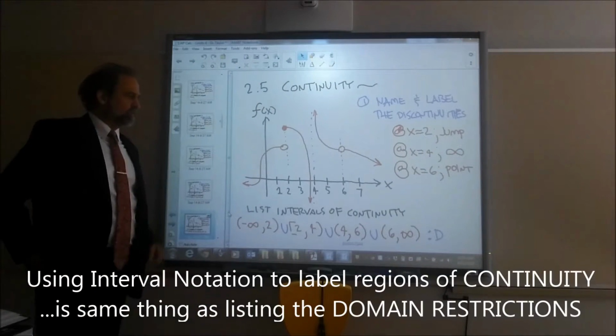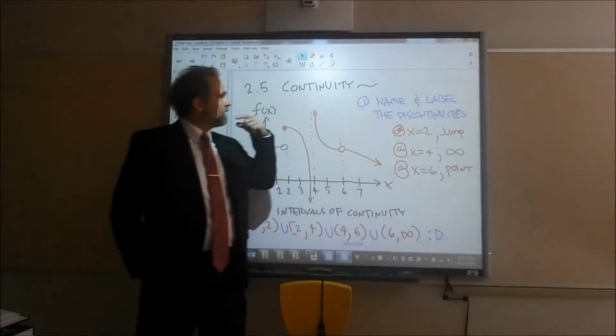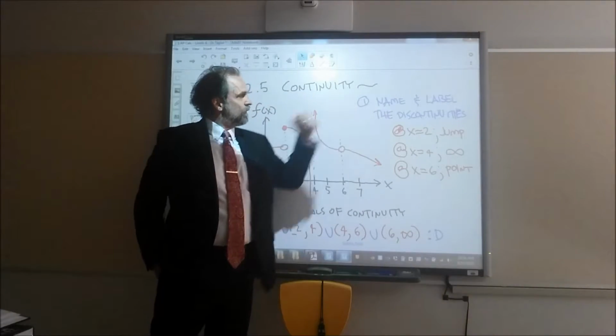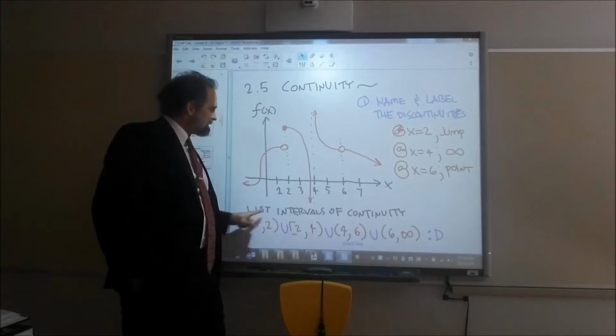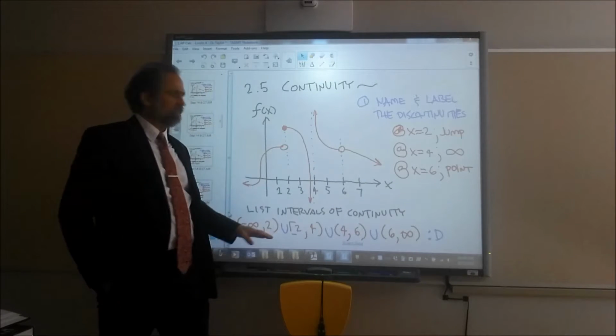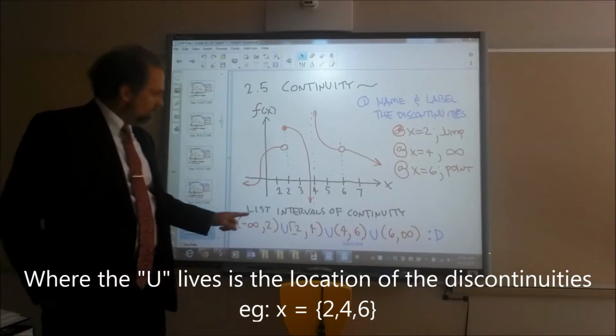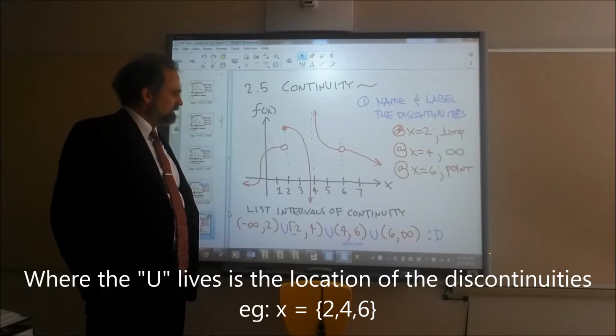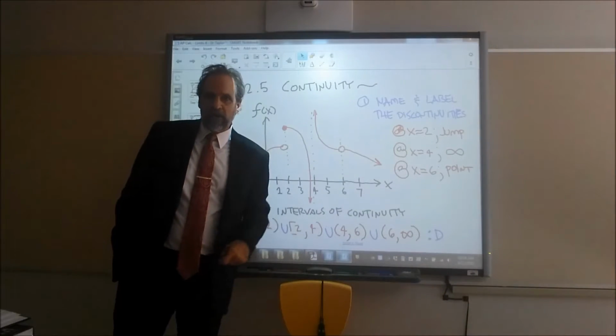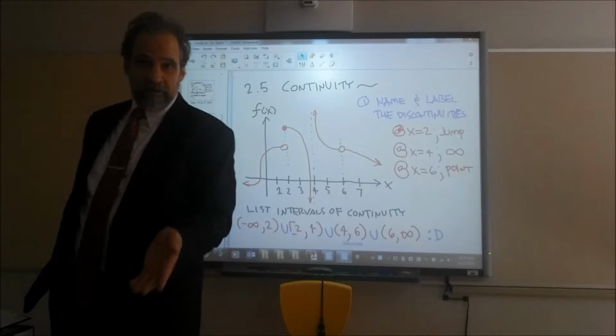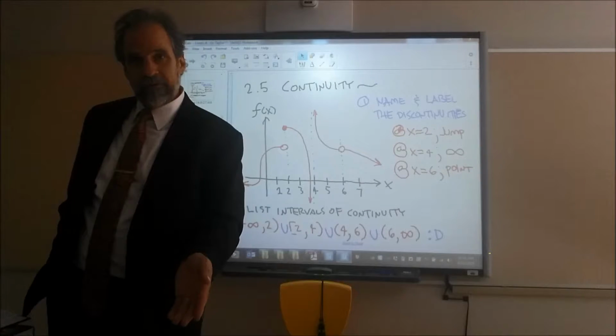So the reason they didn't put the U's in is because it said to do what? Name and label the discontinuities, yes. List the intervals of continuity. So if I left the U's out, it really was a list, wasn't it? All right? But I'm putting the U's in there because this list, you might as well just put the U's in and call it the domain. Because if you write the domain, you've listed the intervals of continuity.